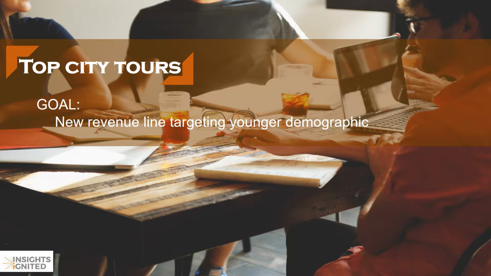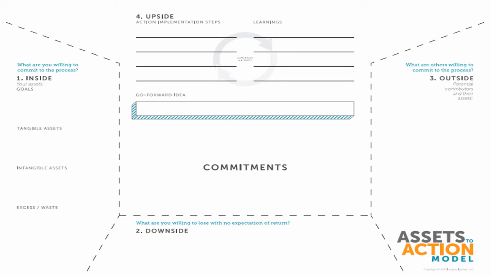And what TJ is going to use is the assets to action model to provide himself with a systematic approach in creating this new line of revenue. Here is the assets to action model, and this is what TJ is going to use when creating his new revenue line. It's comprised of 5 key parts: the inside, downside, outside, upside, and at its core, the commitments. And we're going to jump into detail behind each component.